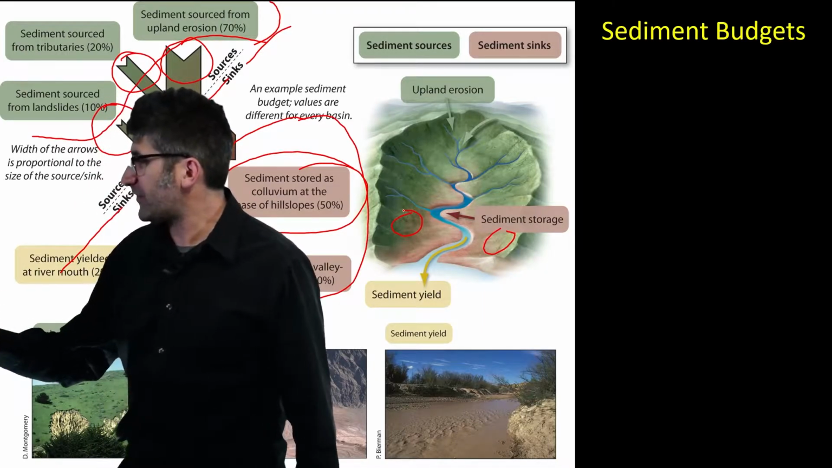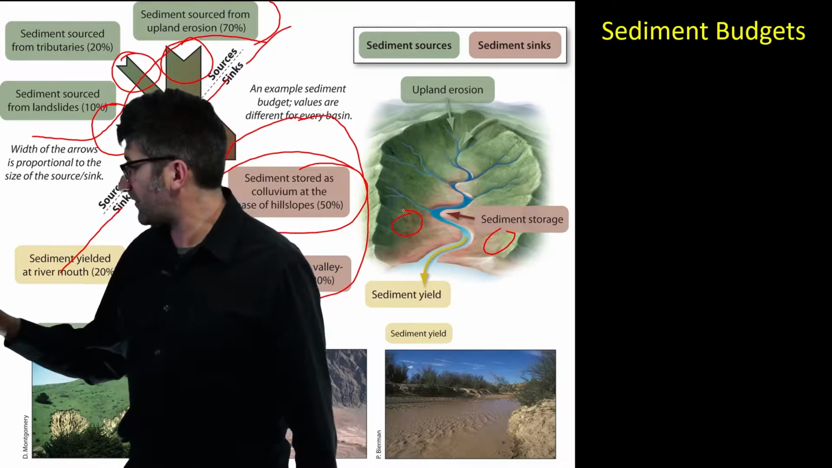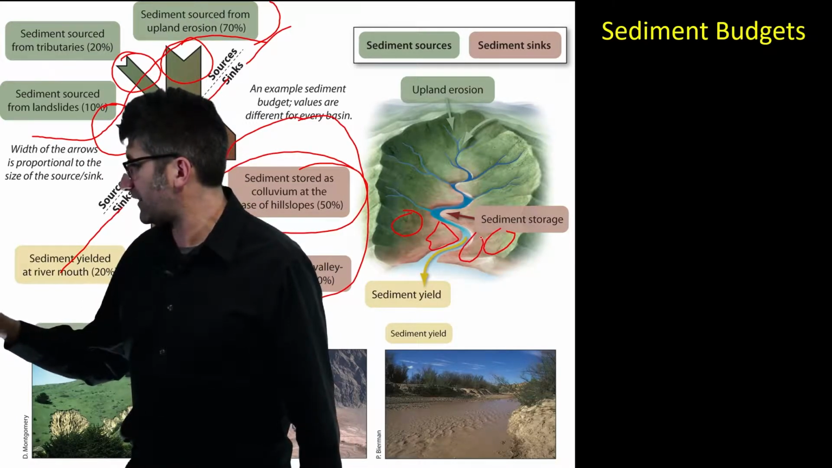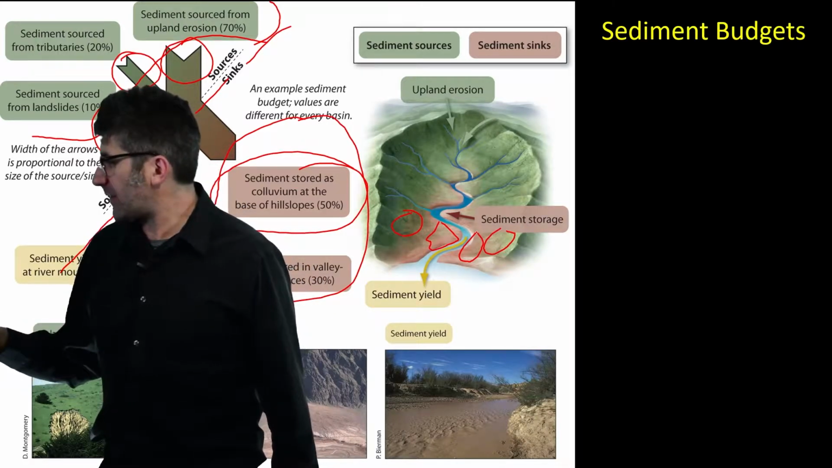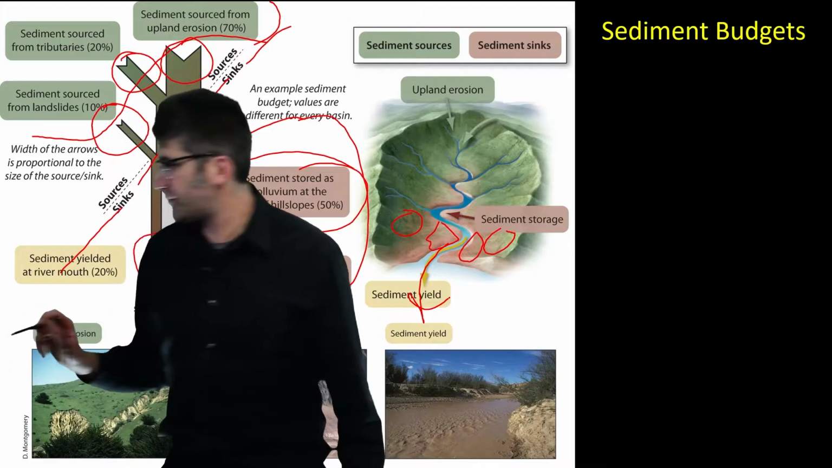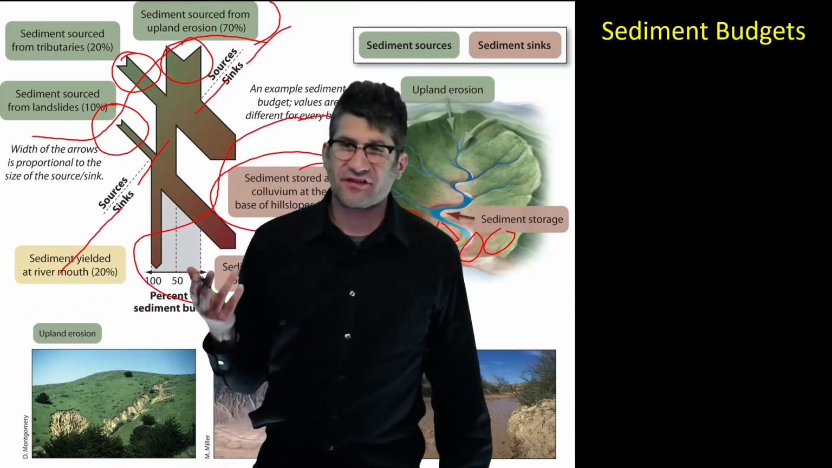We'll have some sediment stored on the valley bottom. So that's down here, this area in red here, that's sediment storage on the valley bottom. And then finally, some of that sediment evacuates the drainage basin, leaves the drainage basin as sediment yield.